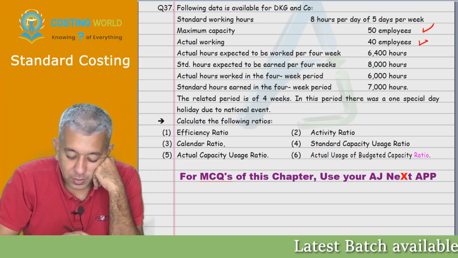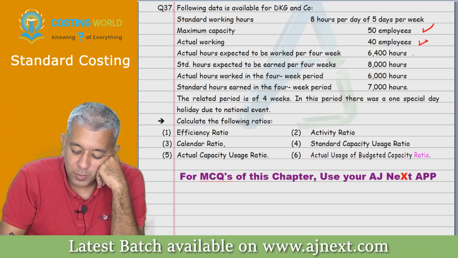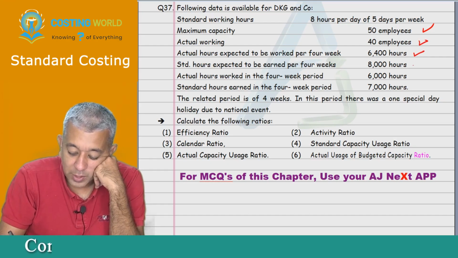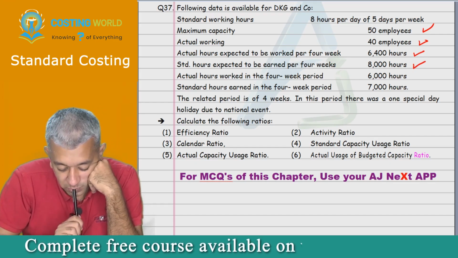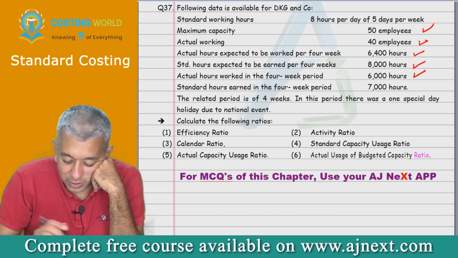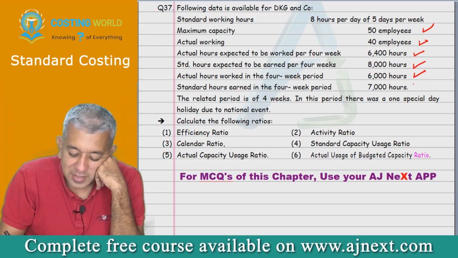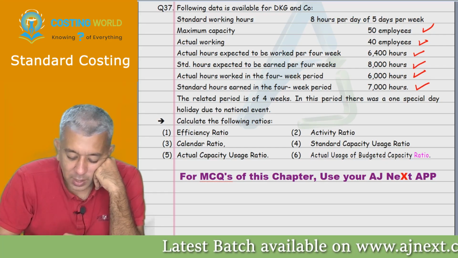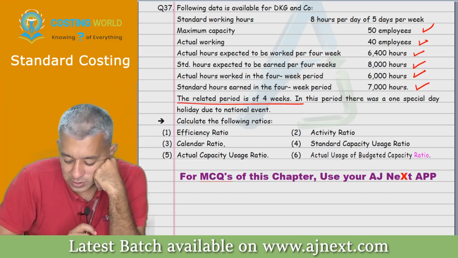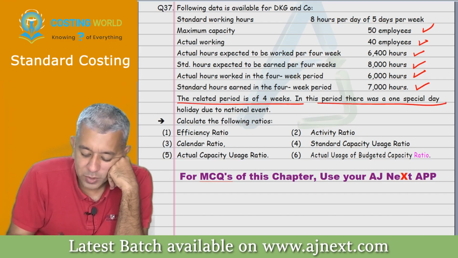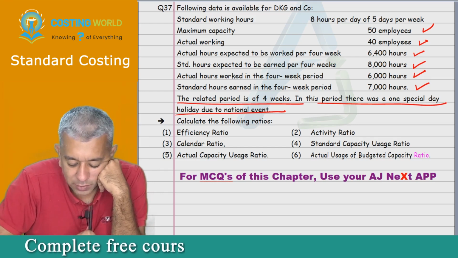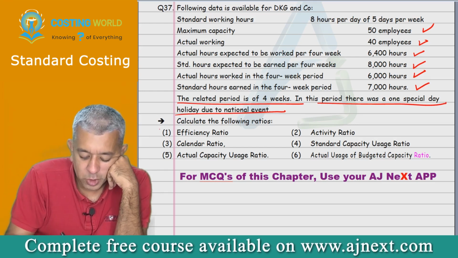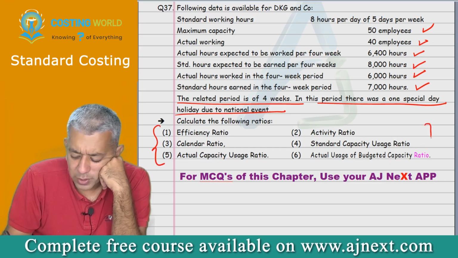Okay. Actual hours expected to be worked per 4 weeks. Standard hours expected to be earned per 4 weeks. Actual hours worked in 4 weeks. Standard hours earned in 4 weeks. You're going to be having a tough time. The related period is of 4 weeks. In this period, there was one special holiday due to a national event. Compute the following ratios. We will compute all these ratios.